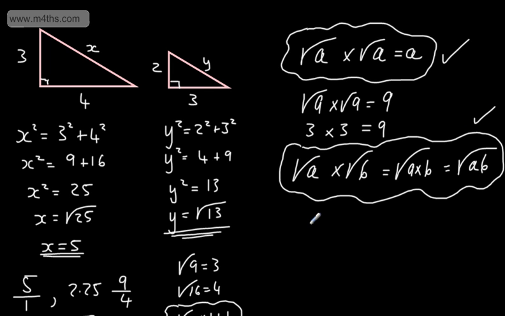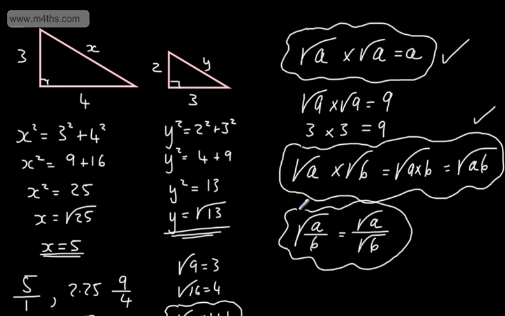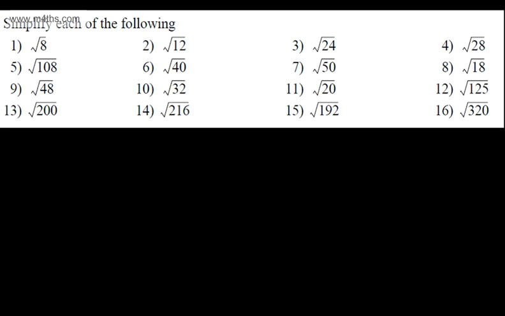We will look at division later, but a nice little result is that if we have the root of a divided by b, we can write this as the root of a over the root of b. For now though, I want to focus on these first two laws or two rules. These are ones you're going to have to be comfortable with and work through problems involving them. So let's go ahead and look at simplifying some surds.